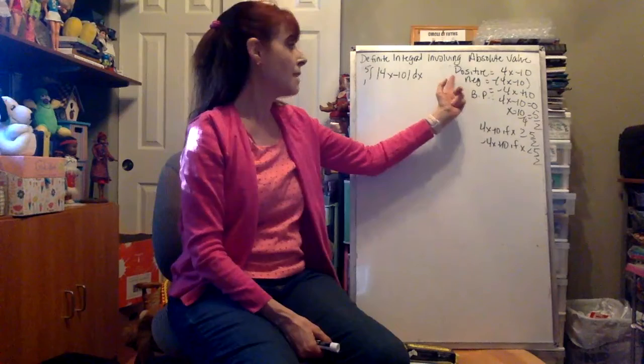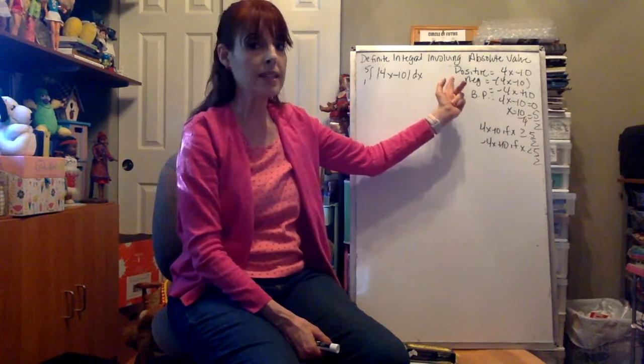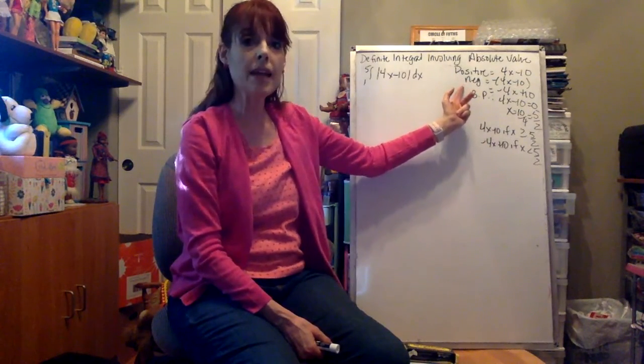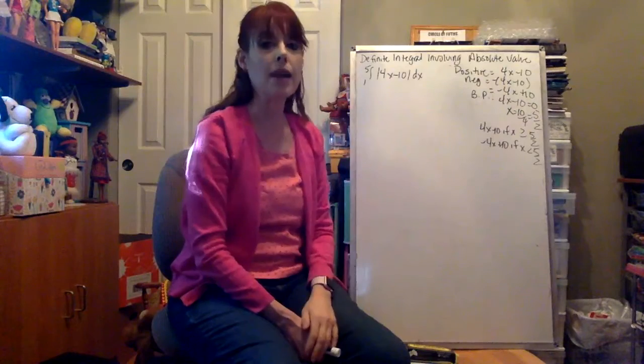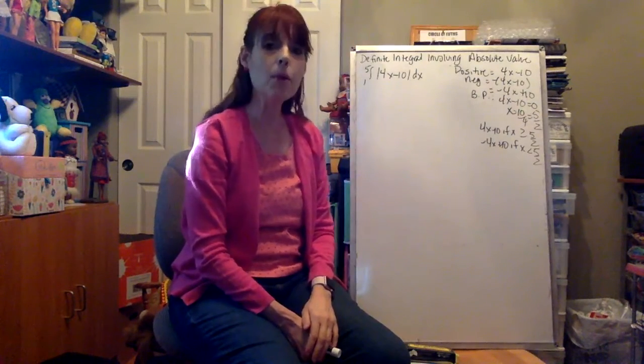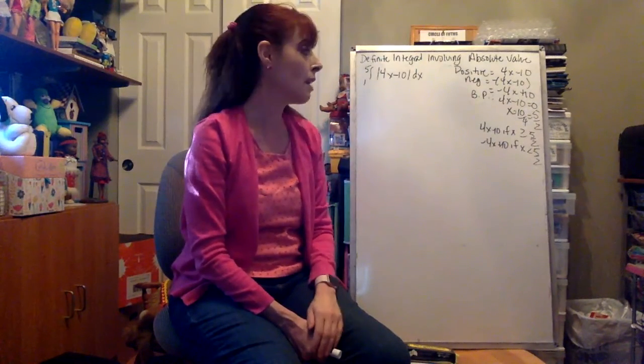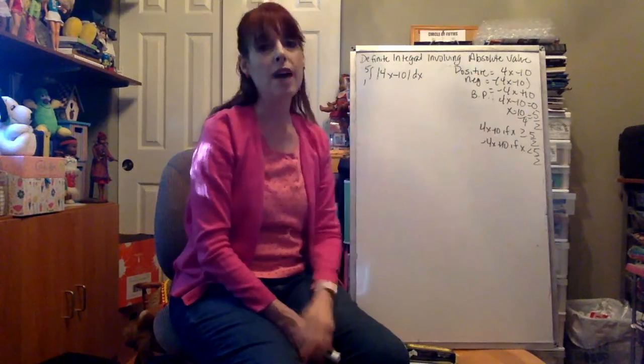All right, so the positive, nothing changes, 4x minus 10. Negative, just distribute a negative. So that makes it negative 4x plus 10. The breaking point, set 4x minus 10 equal to 0. Right, so x is 10/4 or 5 halves.